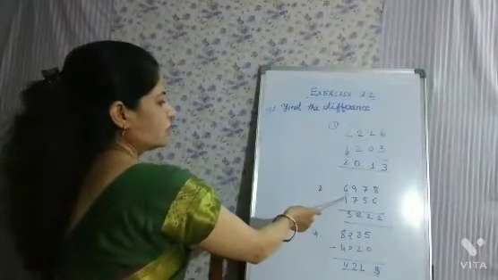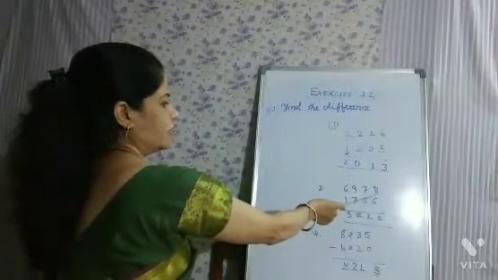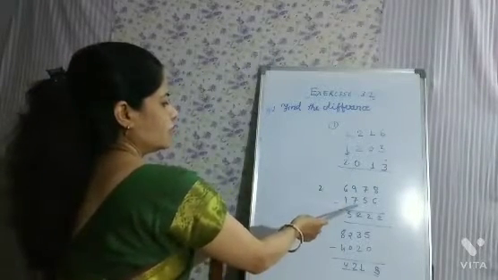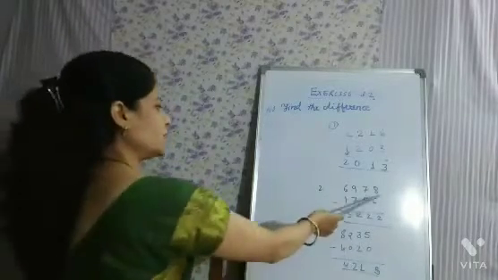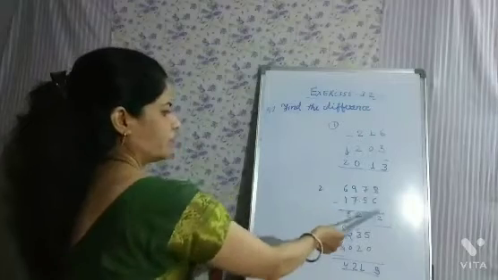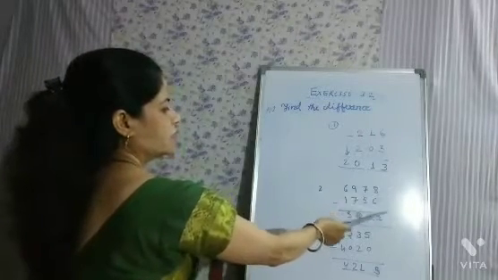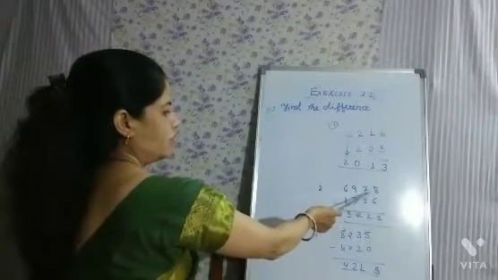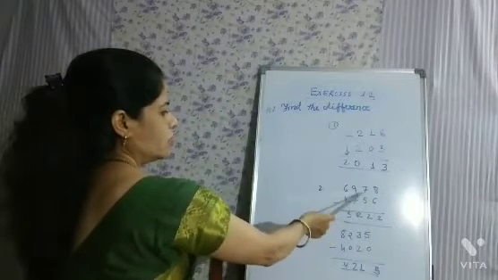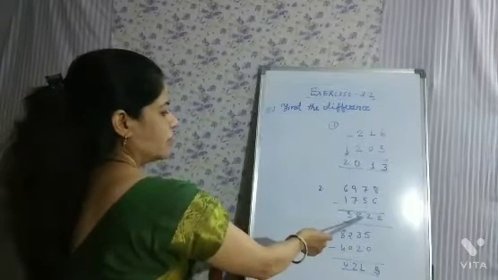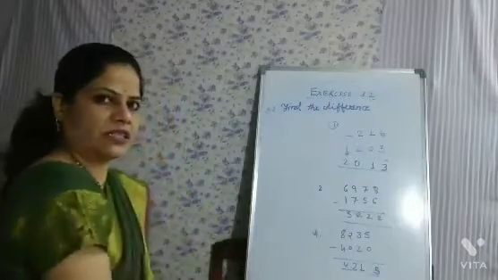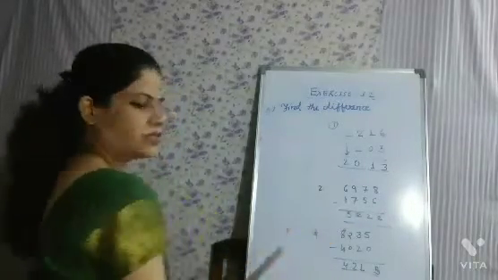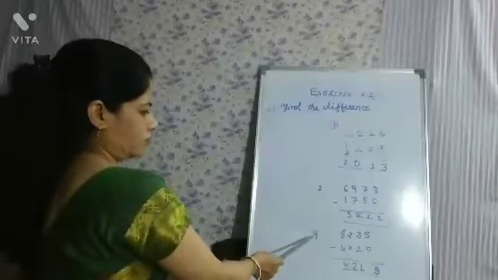Second question is 6978 minus 1756. So first you will subtract 6 from 8. 8 minus 6 will be 2. 7 minus 5 will be 2. 9 minus 7 again 2. And 6 minus 1 will be 5. So the difference is 5222.